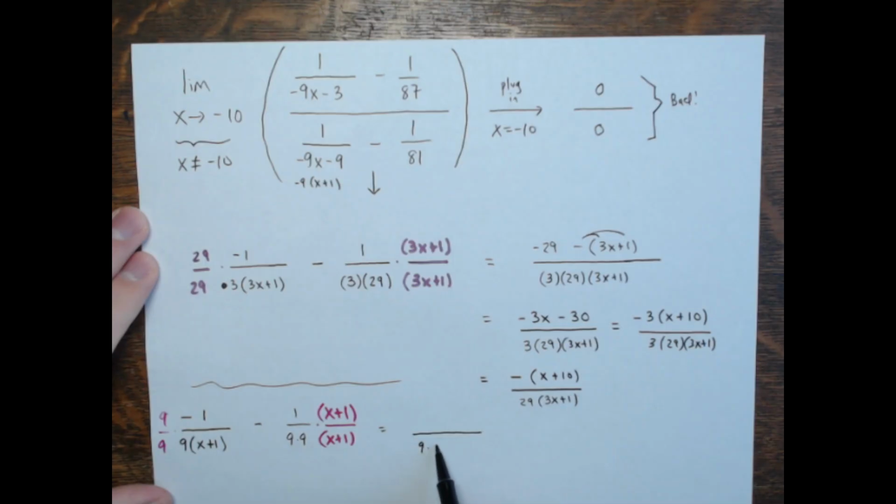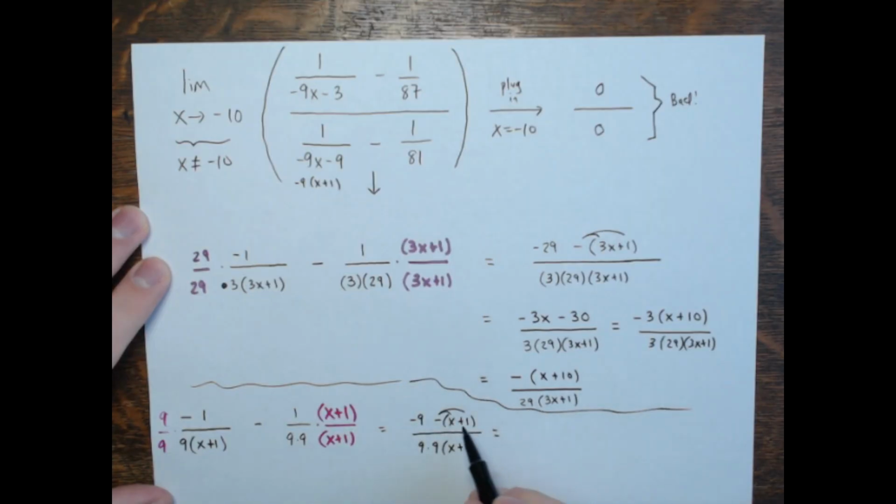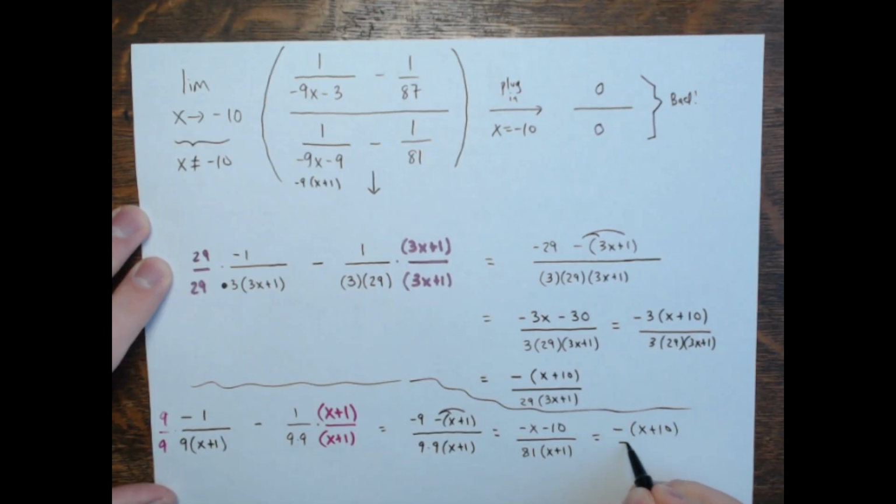So the denominator is 9 times 9 times x plus 1. And the numerators are -9 minus this x plus 1. Distribute the negative. So again, this is all separate. So it'd be -x minus 10 divided by 81 times x plus 1, 9 times 9 times x plus 1. And if I factor out a negative from the top, that's -1 times x plus 10 divided by 81 times x plus 1.